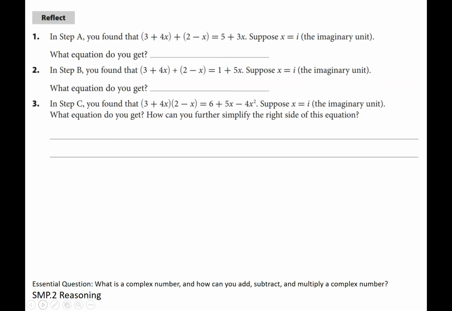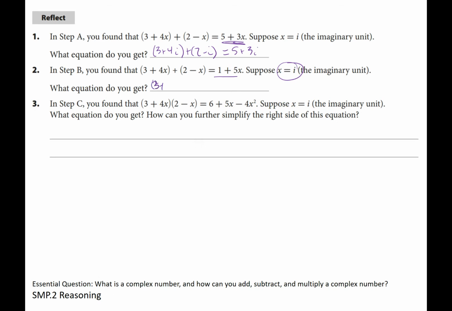Okay, so we're going to reflect a little bit and kind of put this in the context of the imaginary numbers that we learned the other day. So in step A, you found that these two things equaled this. Suppose x equals i, the imaginary unit. What do you get? So if we substituted the i and we did 3 plus 4i plus 2 minus i, we would still get this same thing with the i substituted in instead. All right, in step B, you found that this equaled 1 plus 5x. Suppose x equals i, what do you get?